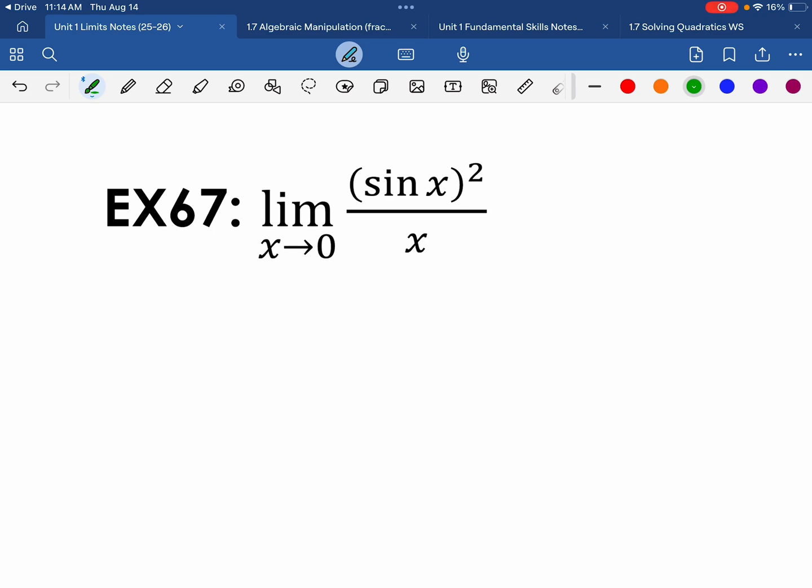Okay, so let's try the other one, and I can work out some other ones on the board over there from your homework if we want to do them together after I'm done here with the notes.